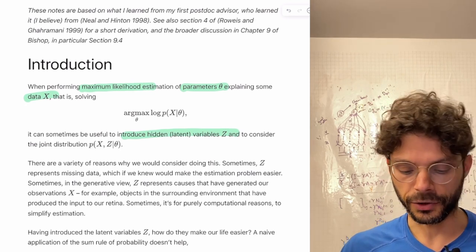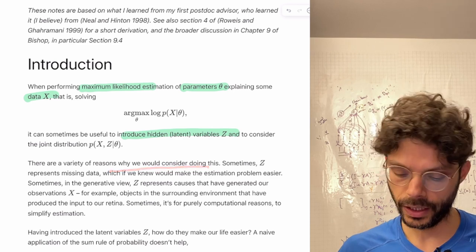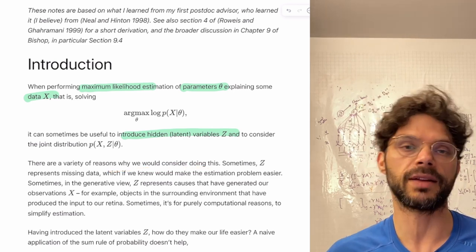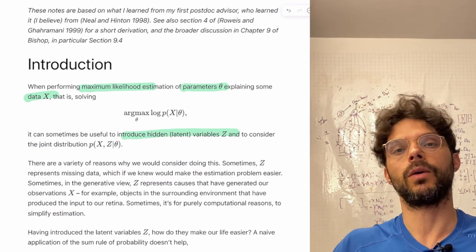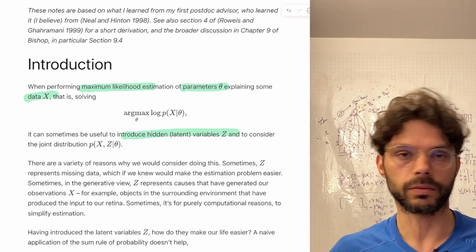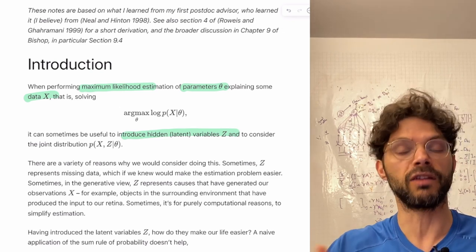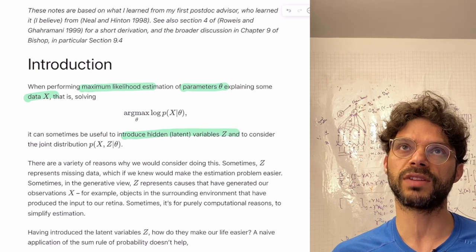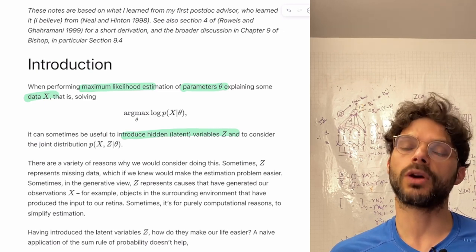Now, there are a variety of reasons why I would consider doing this, and sometimes it's going to be representing missing data. And I think in the initial context that I came across EM, it was in that setting, where those hidden variables are actually data points that you're missing, and you want to infer those values. And the way you go about doing it is kind of natural. You would say, well, what if I just filled it in?